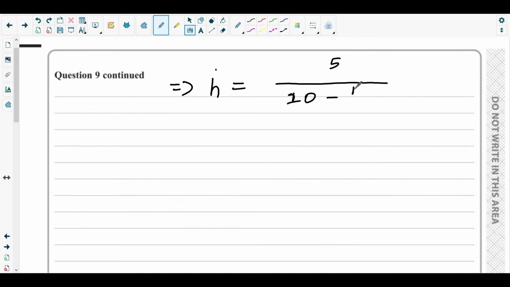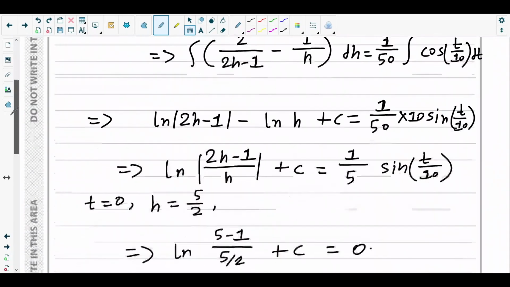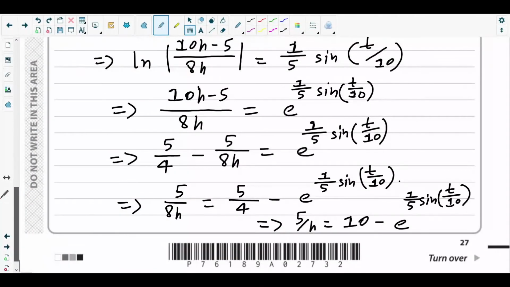Okay, is it 1 over 5? We multiplied both sides by 8, so yeah, there's an issue. We multiply both sides by 8, so it will be 5 over 8 equals to 10 minus 8. It should be 8 e to the power. So 10 minus 8 e to the power.